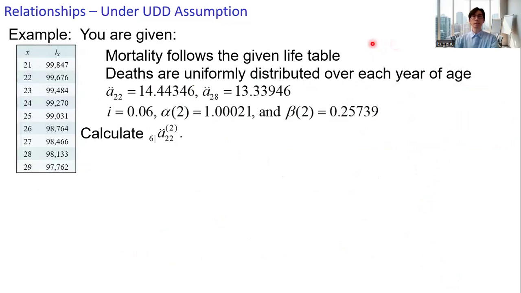Okay, let's take a look at the next example. Given the life table and assuming UDD, you are given 5 quantities: A.22, A.28, the interest rate 6%, and then alpha 2 and beta 2. Calculate the 6-year deferred annuity due, payable 2 times a year, at age 22.